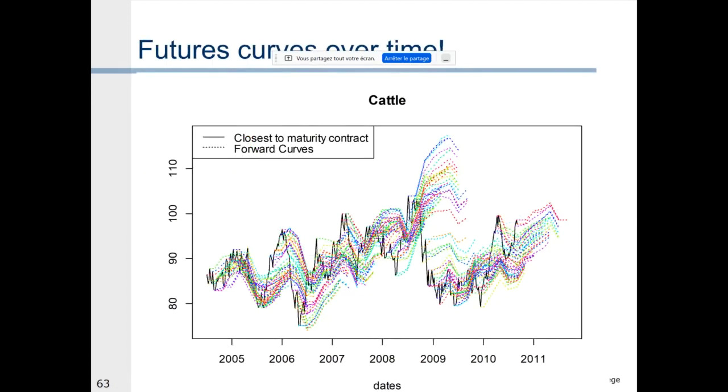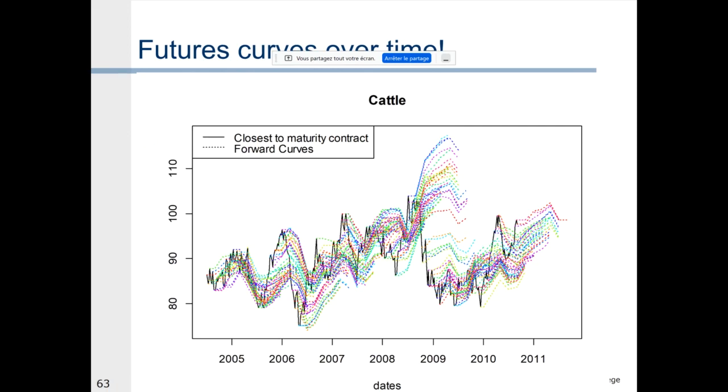Let's look at cattle. My cattle are always a bit complicated. The message here, I guess, is that it's mostly upward sloping, but the shapes are always quite complicated. Why are the shapes complicated? Because with cattle you don't arbitrage. You cannot store them at all.